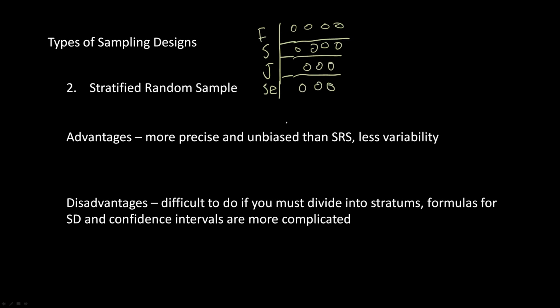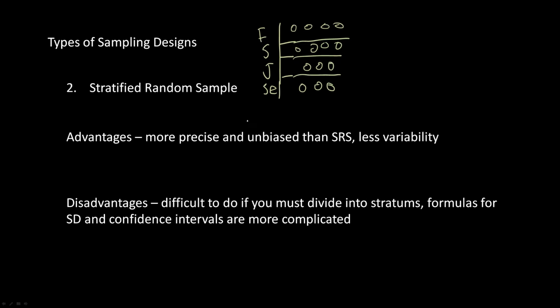And essentially, you'd be taking a simple random sample within each division. Each division is called a strata, which is why it's called the stratified random sample. So you would be taking a simple random sample of, for example, 2 people from each strata, and you essentially have that as your stratified random sample.